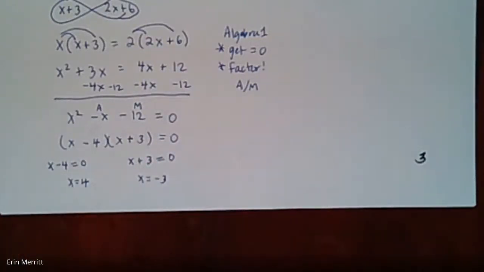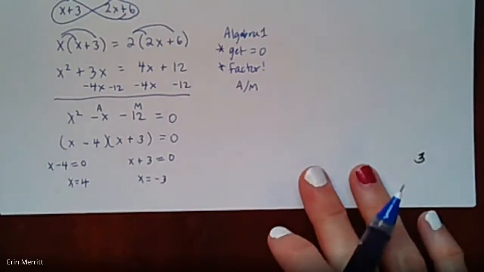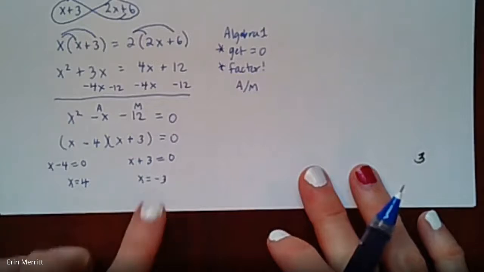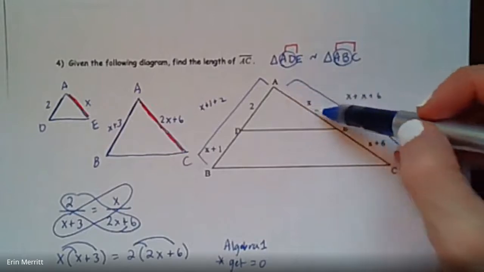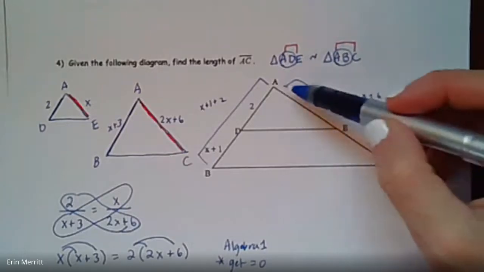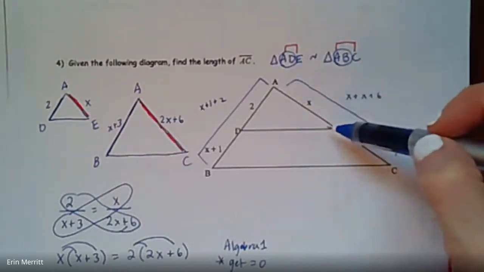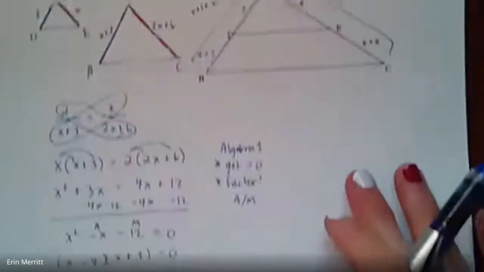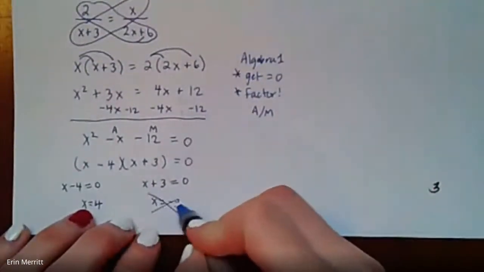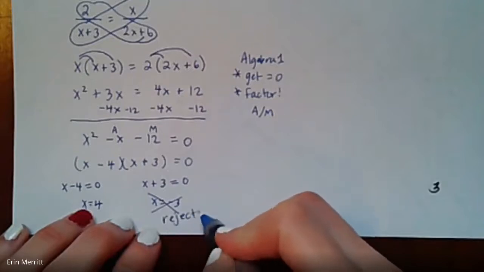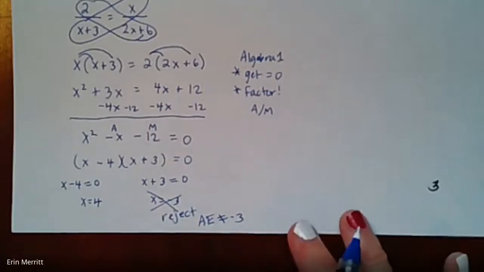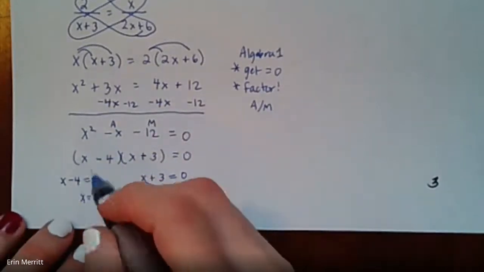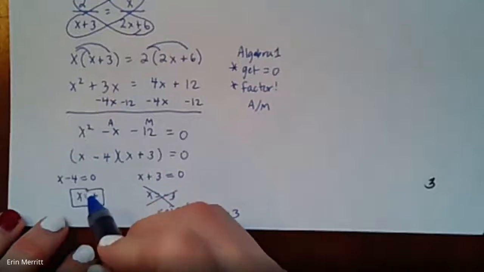Now, sometimes negative answers have to get rejected. So you got to go back up and look at the diagram and see if we can have X be negative. So if I come back up here, if you look at the diagram, X itself is the length of one of the sides, like side AE here, and that can't be negative. We don't want any negative lengths. So in that case, yeah, we're going to reject that answer because AE cannot equal -3. It just wouldn't make any sense. So that means our value of X would be plain old 4.